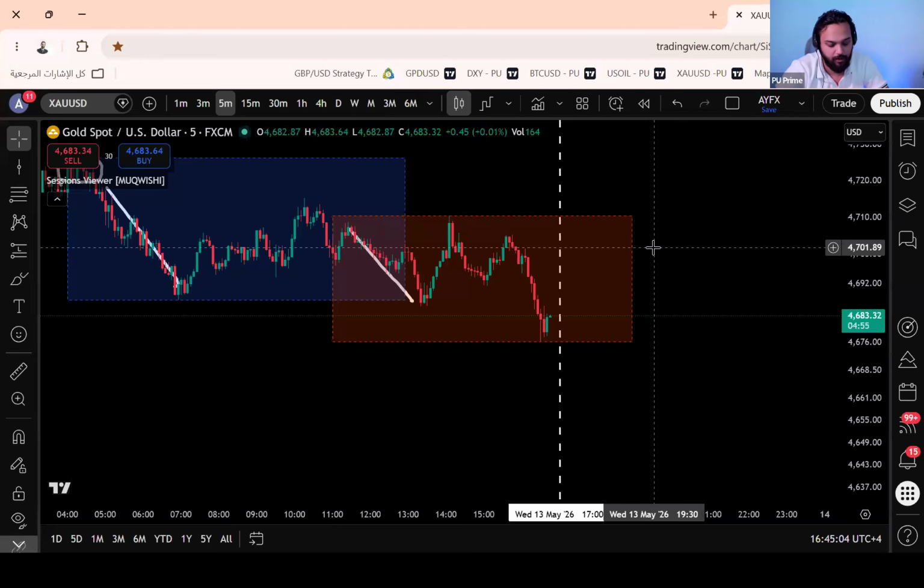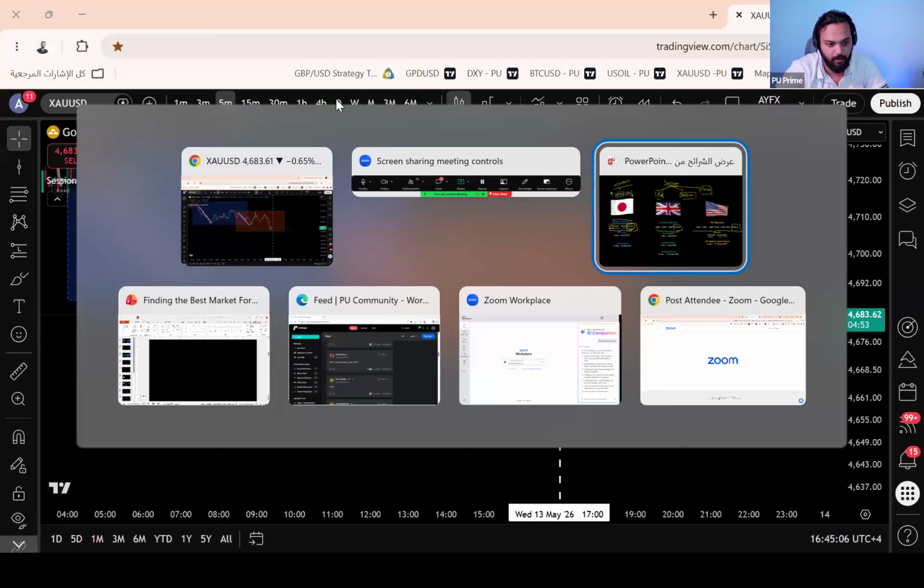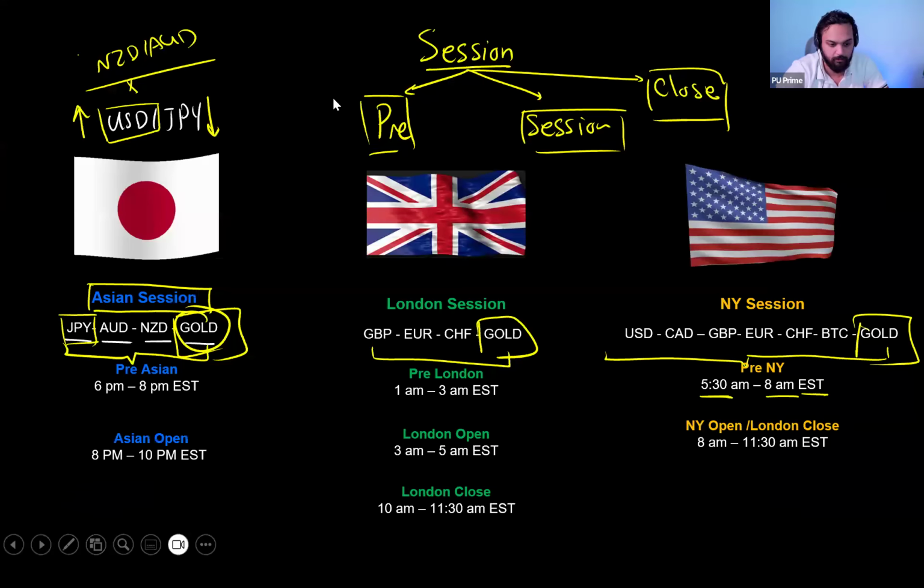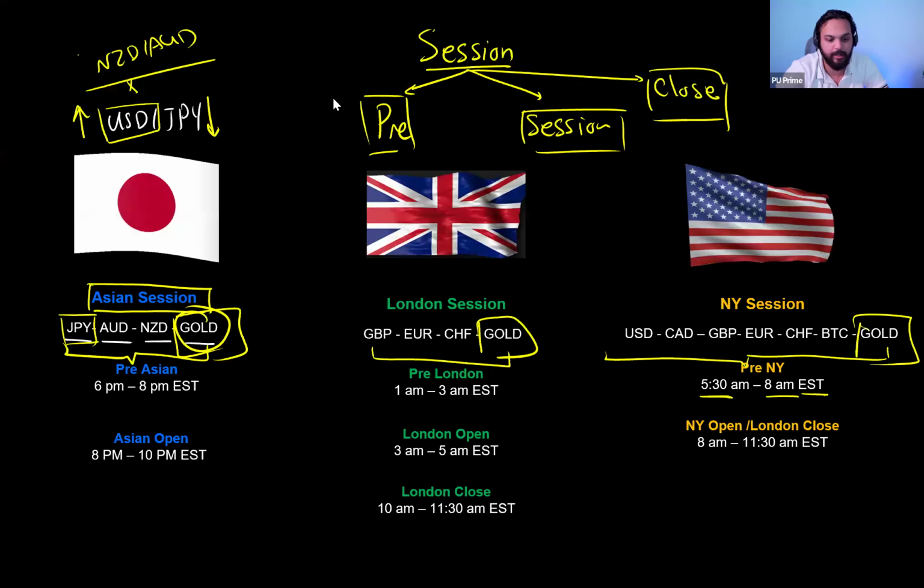Any questions, guys, so far? There is no session viewer in MT5, only on TradingView.